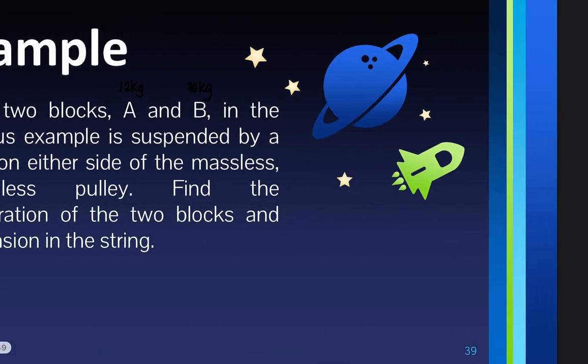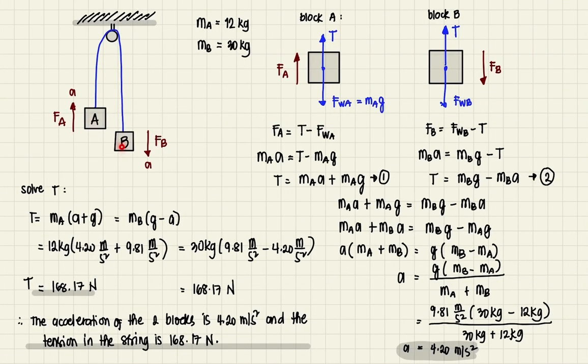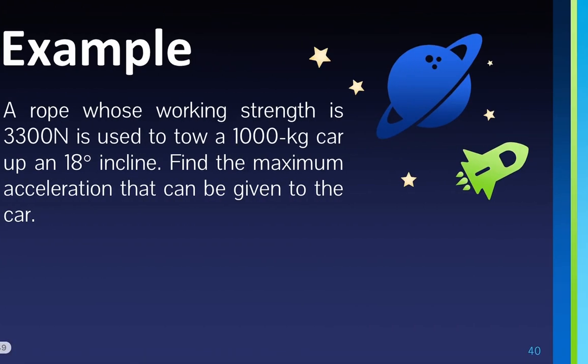And the other one was wherein the two blocks were hanging, still connected by a massless, frictionless string passing over a frictionless pulley. This time, our problem is about a car. So a rope whose working strength is 3,300 newtons is used to tow a 1,000 kilogram car up an 18-degree incline. Find the maximum acceleration that can be given to the car.